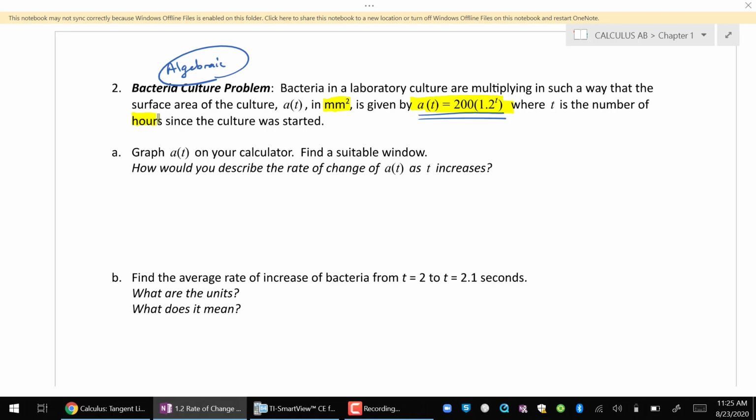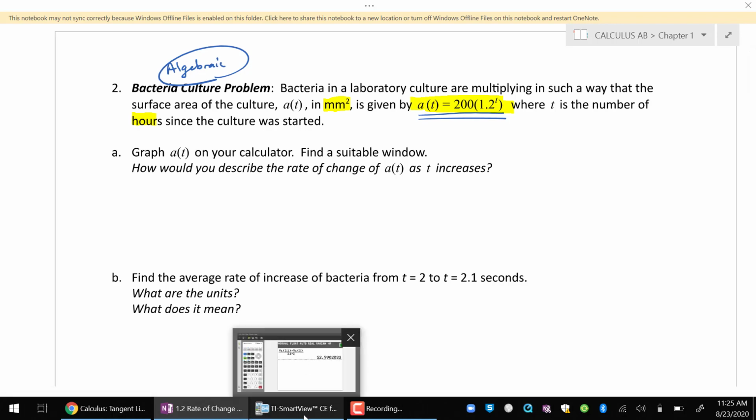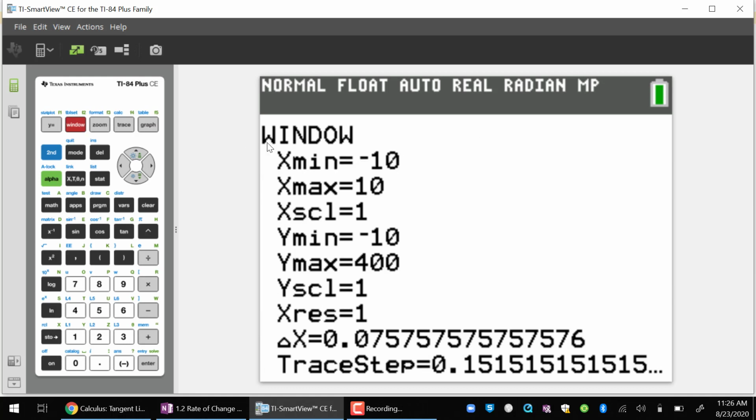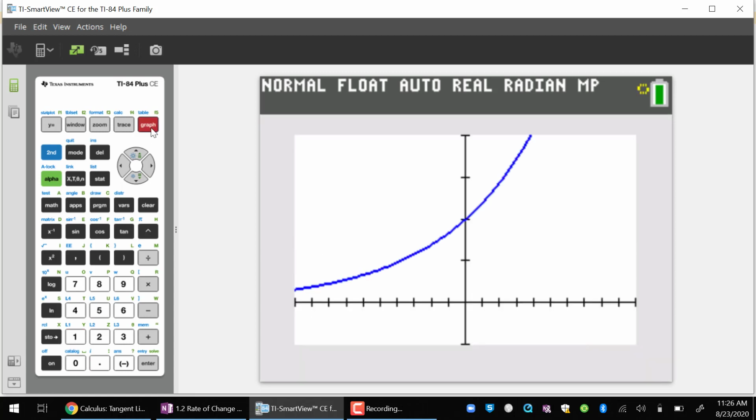So if you have your calculator, go ahead and graph that function in your TI-84s. So here's y1, 200 times 1.2 to the power of x, or t. And the window that I found that worked pretty well was to go with, let's try negative 100 for y min, and then positive 400 for y max. You can go by hundreds for that y scale, and then let's hit graph and see if that works. So there's the picture. This is an exponential function.